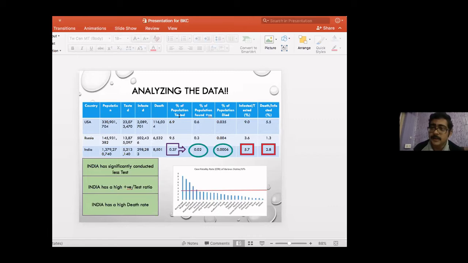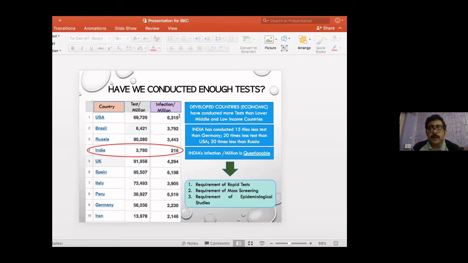Next question that I would ask is, have we conducted enough tests? If we rank the countries in terms of infection, US ranks number one and India moved to fourth position. And we see that tests per million is just 3,780 in comparison to 69,000 of USA or even 95,000 of Russia. Therefore, from this graph or from this table, it can be well anticipated that the economically stronger countries have conducted more tests than lower middle and low income countries.